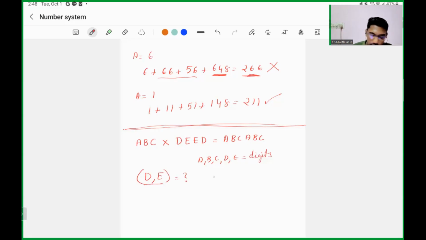So your options are 0, 1, that is D is 0, E is 1. Then you have 1, 0. Then you have 1, 1. Then you have 2, 0. Just try, then I will tell you. This is different. Previously, we have done addition. Now, this is a question from multiplication. ABC into DEED, you are getting ABCABC. Then what is D comma E? This is the question.